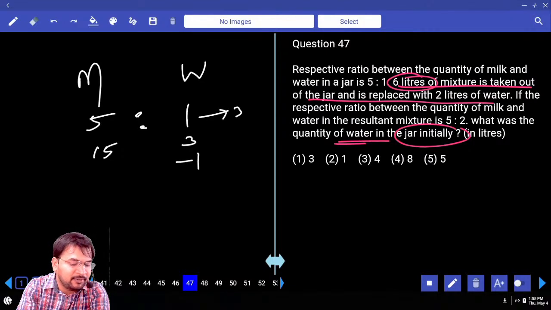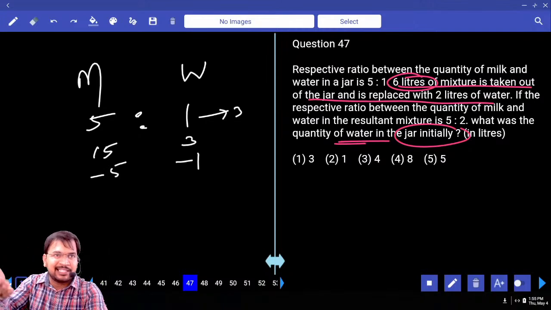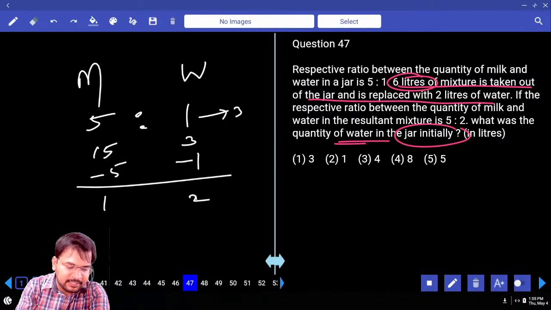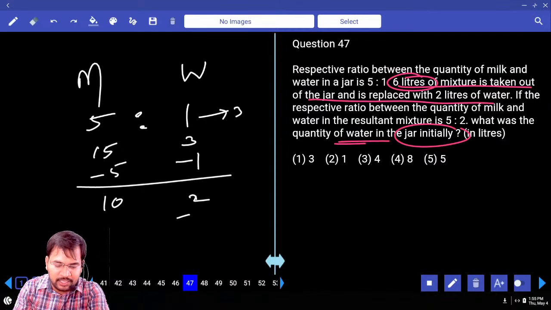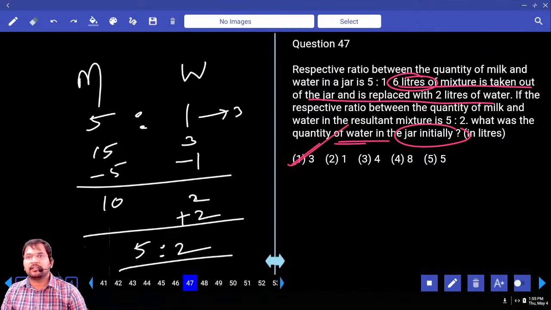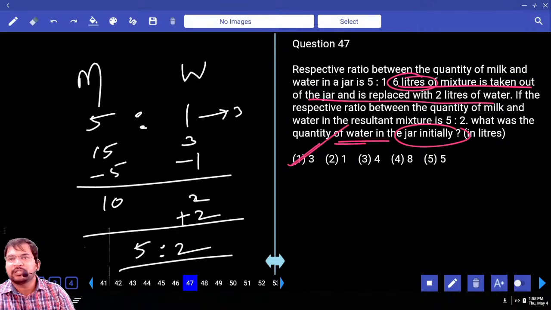1/3 of 15 is 5. Whenever you are withdrawing 6 liters, out of that 6 liters, 5 liters of milk is coming out and 1 liter of water is coming out. After removing, the remainders are 2 liters of water, 10 liters of milk. Now you are adding 2 liters of water, then that is 10:4, na. 10:4 is nothing but 5:2 only, na. And our assumption is correct, na. So no need to go for the original method. If you go for the original method, 5x, 1x, and if you do it, then you will get the answer.